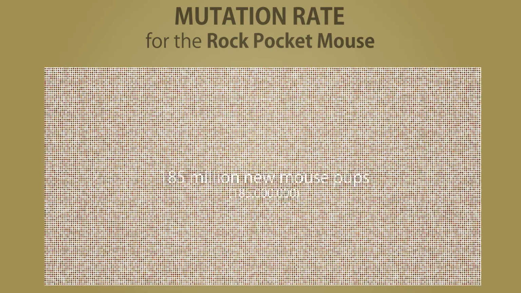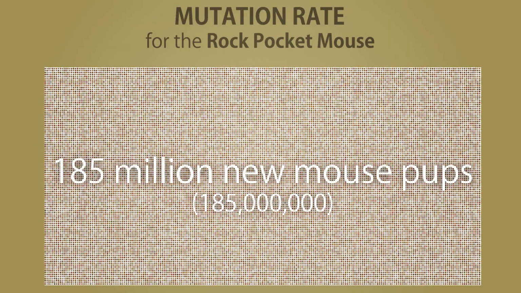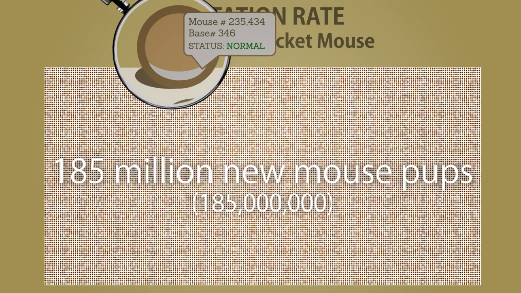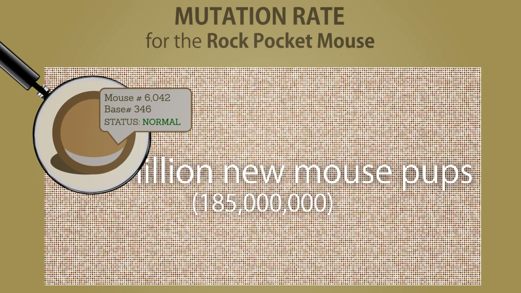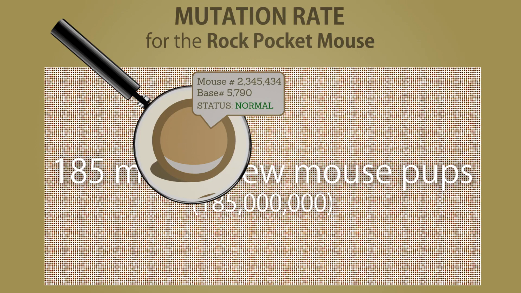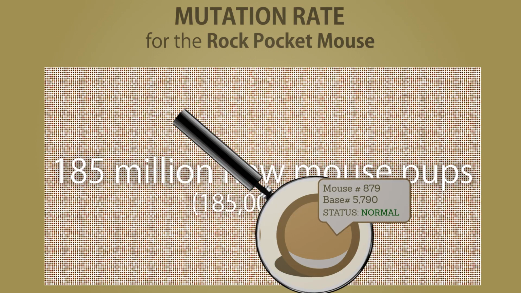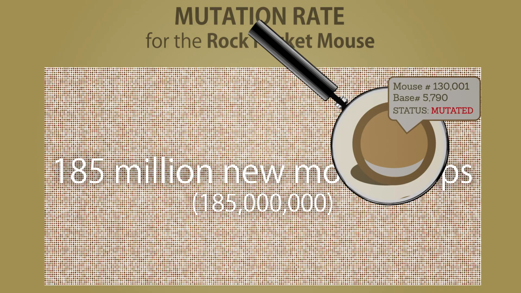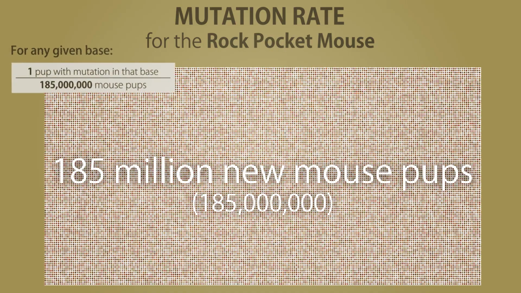Say 185 million mouse pups were all born at once. If you pick 1 specific base and look at it in every single one of those pups, just 1 of the mice in your new population will have a mutation in that base. And this is true for every base in their genome. That is, if we look at a different base, just 1 mouse out of 185 million will have a mutation in that base. Of course, this isn't literal and is a statistical average for a theoretical population. But we can use this information to calculate how often we will see a certain mutation.